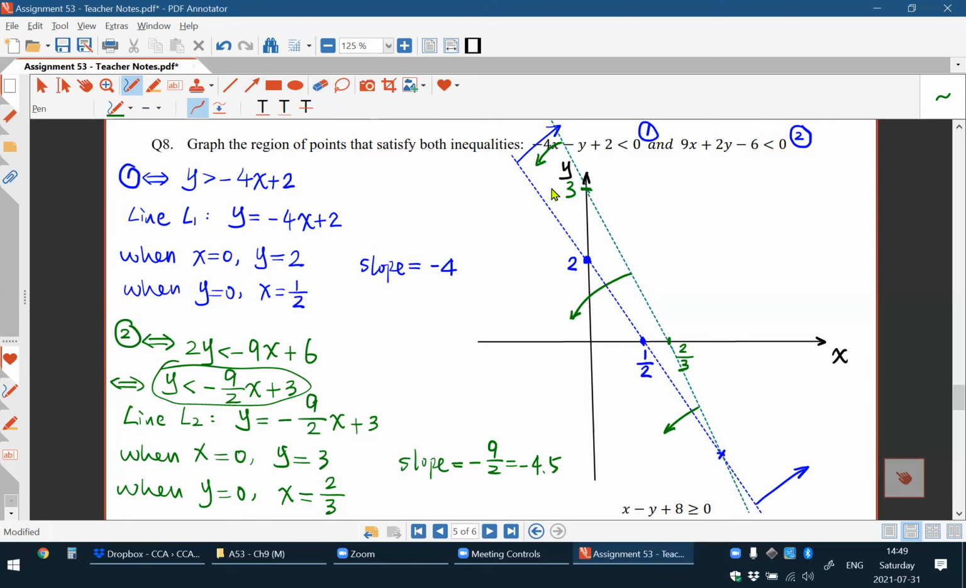And now we can see that the overlapped area must be here, right? Remember, this is a boundary line here and boundary line here. The required region should be within these two lines, right? This is the required region, which is under this green line and above that blue line, right? All the way till the intersection point. Okay.